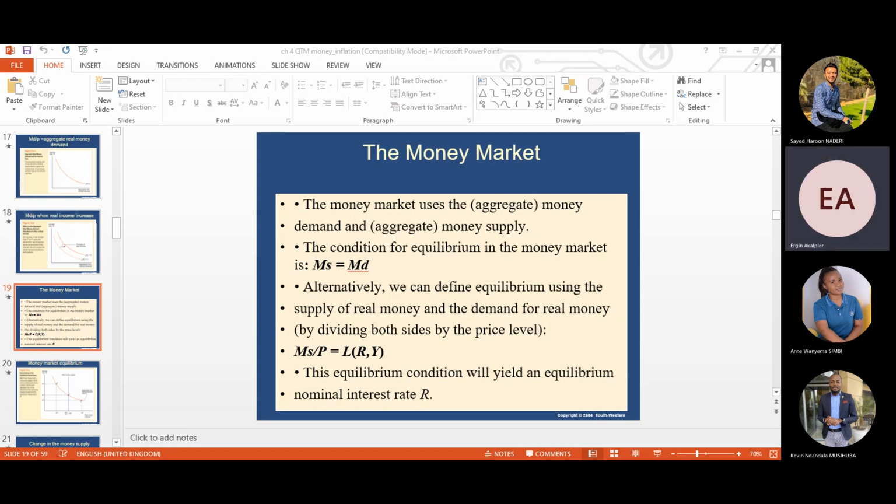Okay, the money market uses aggregate money demand and aggregate money supply, MS and MD. Alternatively, we can define equilibrium using the supply of real money and the demand for real money by dividing both sides by the price level. This then gives you the real values, as you know, for the real terms. This equilibrium condition will yield an equilibrium nominal interest rate, R. It is then the real money supply or real money demand.